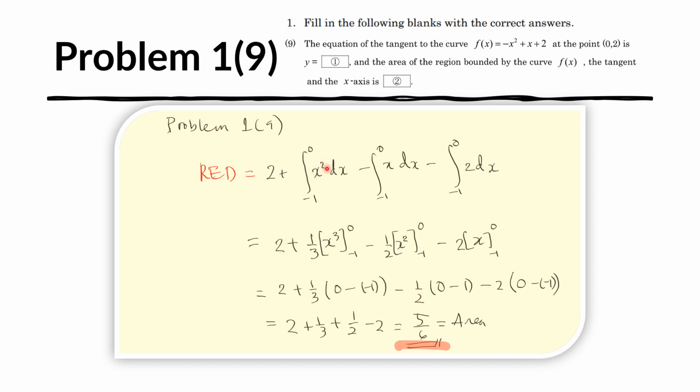The integral of this is 1/3 x cubed. This is minus 1/2 x squared, and this minus 2x. We just replace the upper and the lower limits of integration. So that becomes like this. If we simplify this, we obtain this: 2 plus 1/3 plus 1/2 minus 2. The 2 and the 2 cancel, so we are left with 1/3 plus 1/2, which is 5/6.